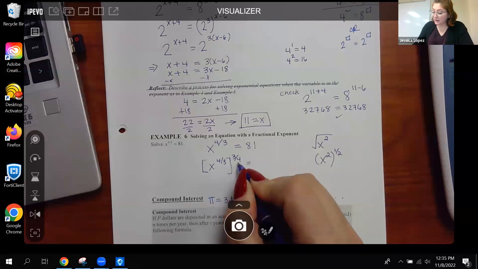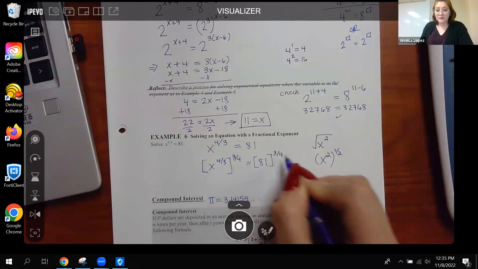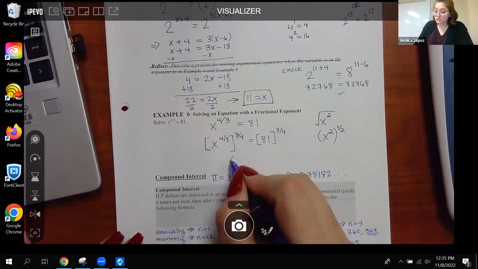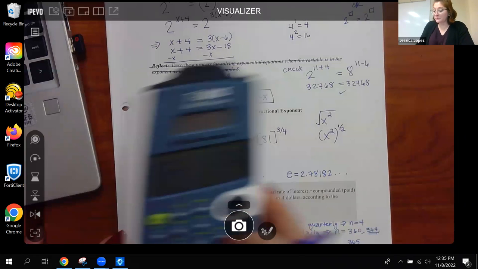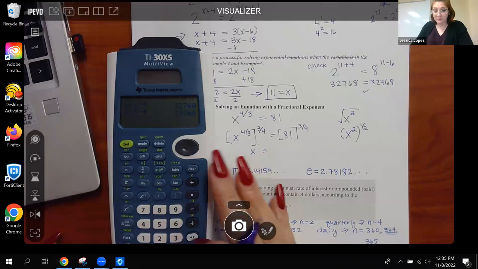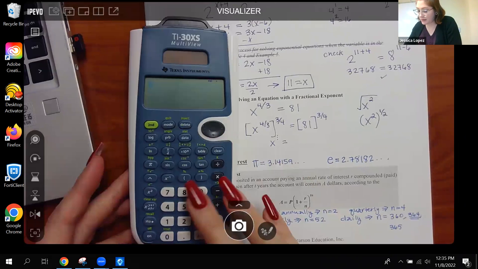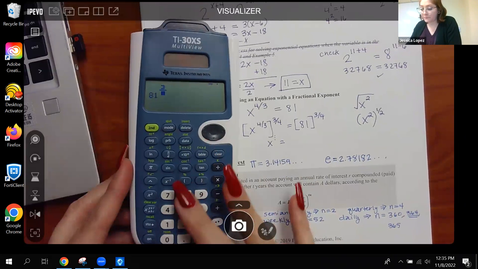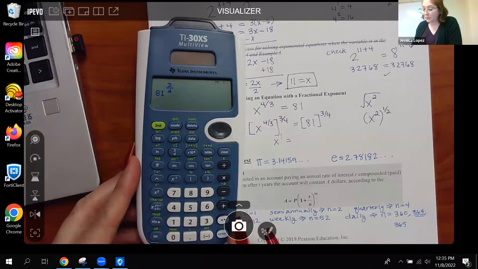And whatever I do to this side, I have to do the same to the other side. Now over here, 4/3 times 3/4 is just 1. But you don't have to write a 1 exponent. And over here, I don't know what that is. I mean, I do know what it is, it's 27, but if you don't know what it is, then you do it in the calculator, right? So we do 81 raised to the 3/4. So it should look just like it does on the paper, right? And we get 27.